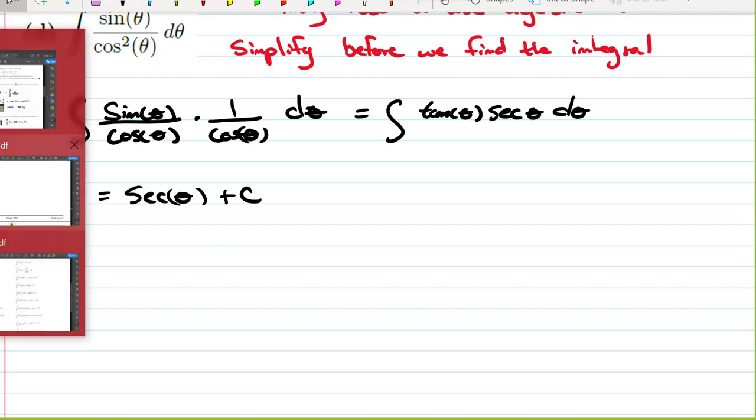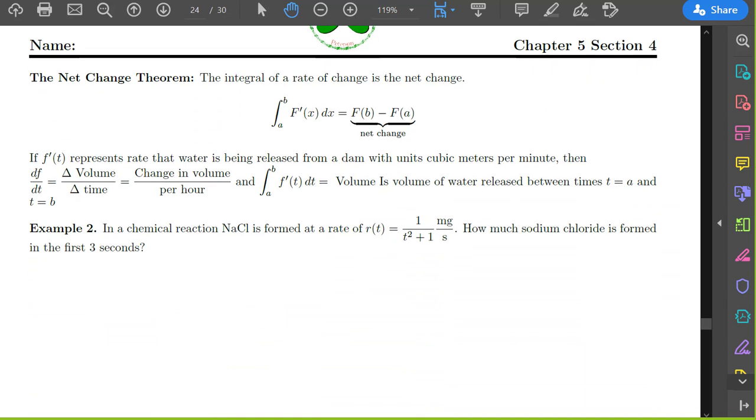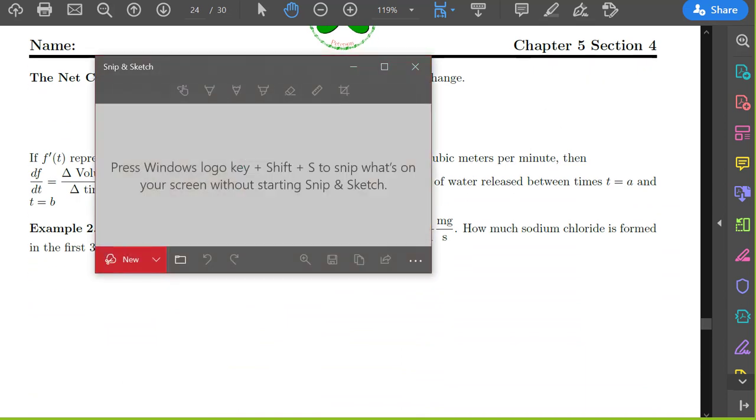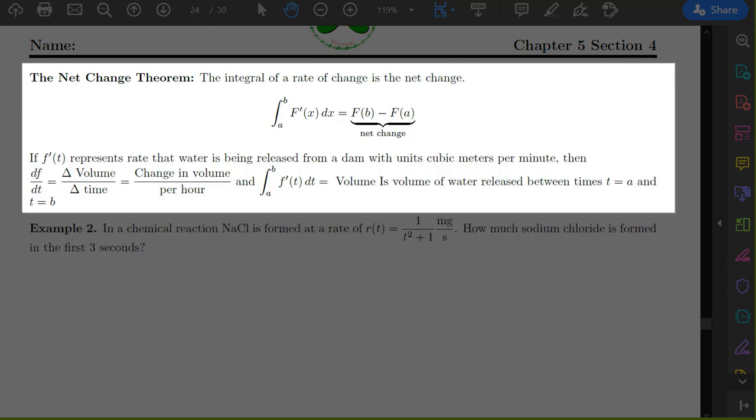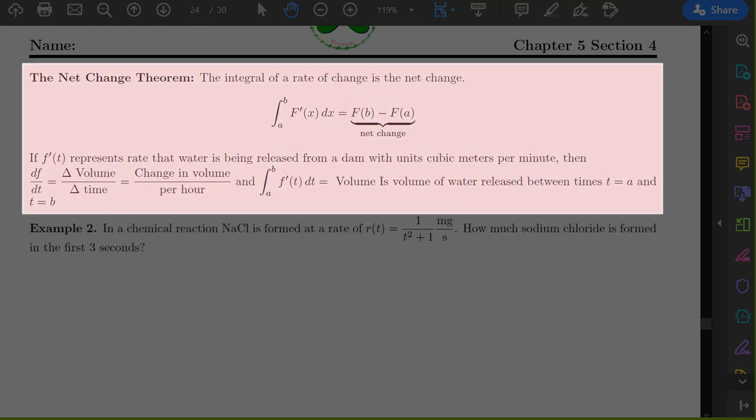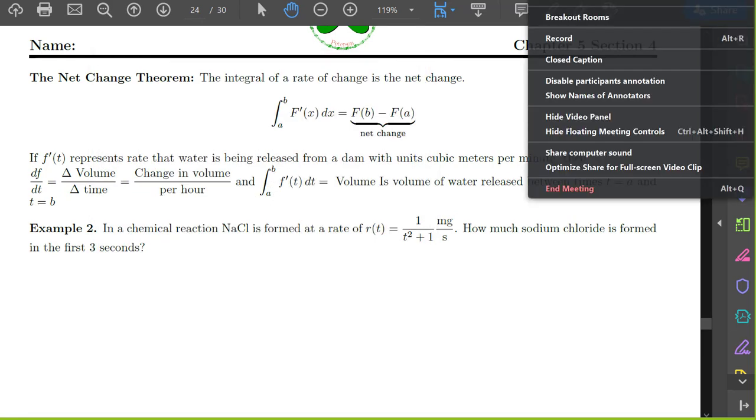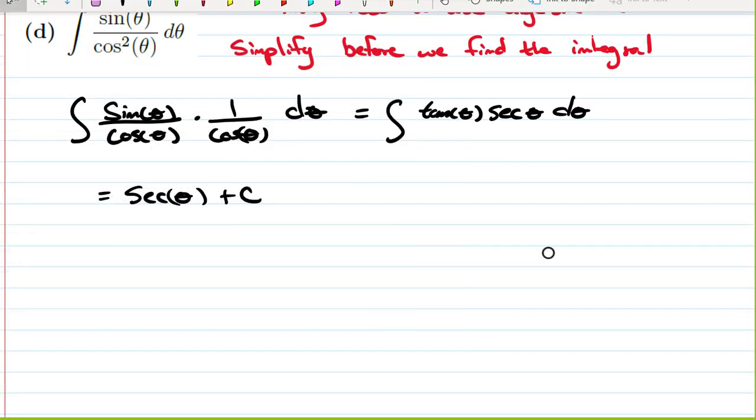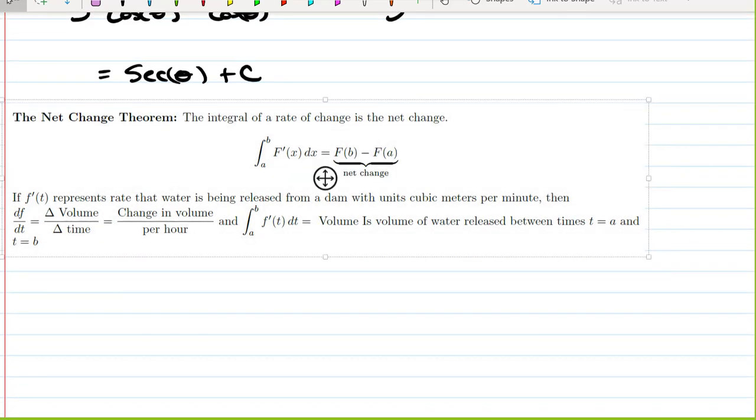integral. All right. So now the next thing we want to look at is called the net change theorem, and it is a consequence of the fundamental theorem of calculus part 2. But if we think of it in terms of rates of change in physics, it really makes a lot of sense. So let's talk a little bit about the net change theorem.